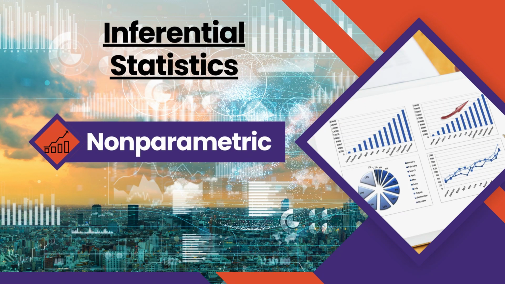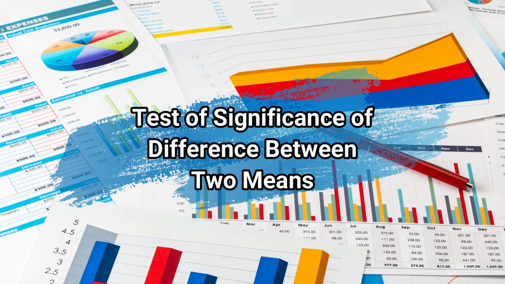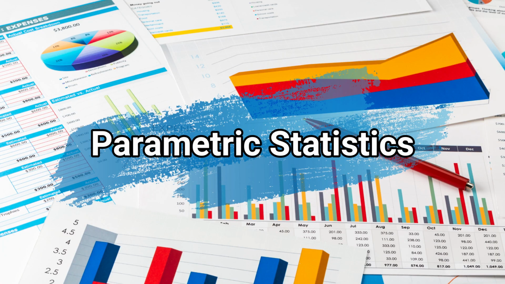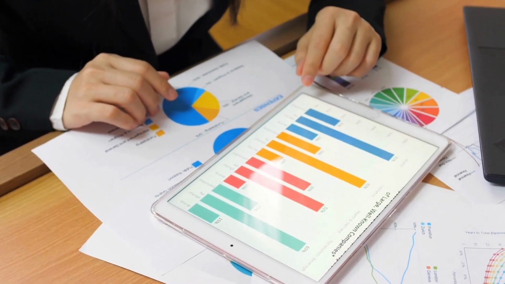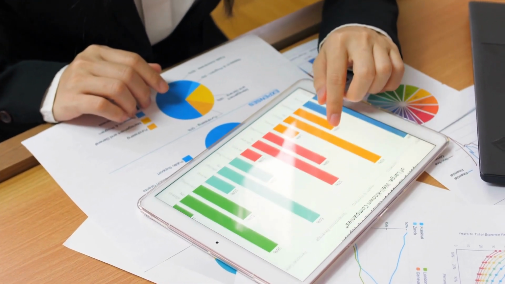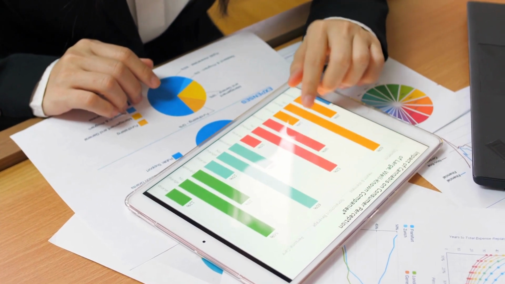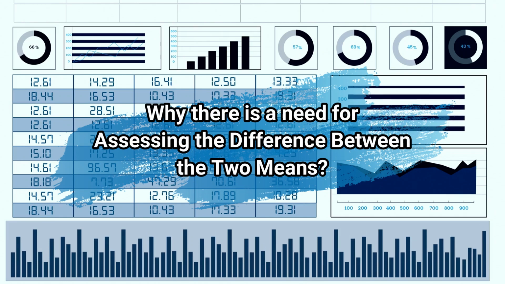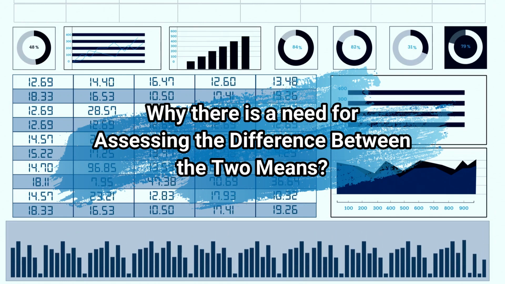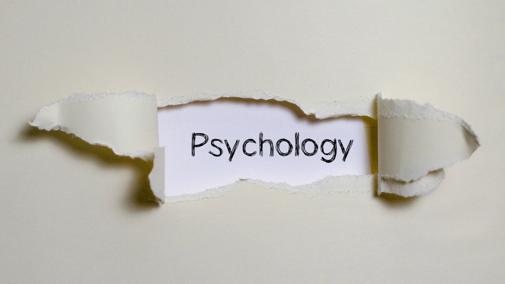non-parametric statistics. And basically in this lecture we are going to talk about the test of the significance of difference between the two means. It belongs to the category of parametric statistics, because here all the tests basically qualify all the assumptions of the normal probability curve. Now the question arises: why is there a need for assessing the difference between the two means?